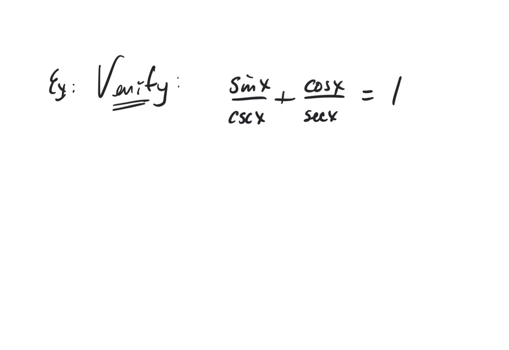All right, so the key is to verify that the left side and the right side of this expression really are equal to each other. So sine over cosecant plus cosine over secant, we're trying to verify that all of that really does simply equal 1. Okay, so how do we go about it?